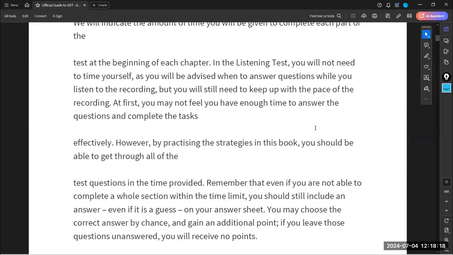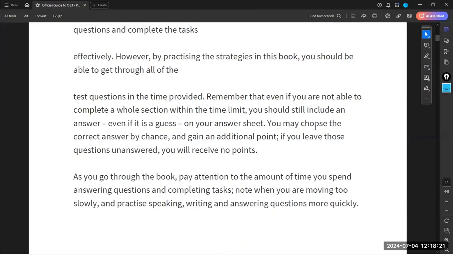Okay. Let me check the most important information I have to tell you. Remember, not able to complete. There is something you have to know, Joel, concerning both exams. Remember that even if you are not able to complete the whole section within the time limit, you should still include the answer, even if the answer is just a guess.